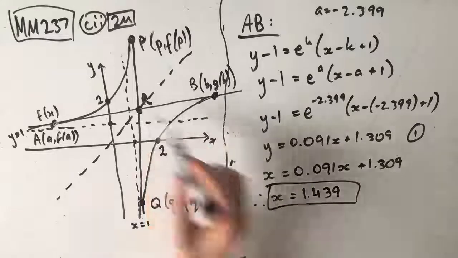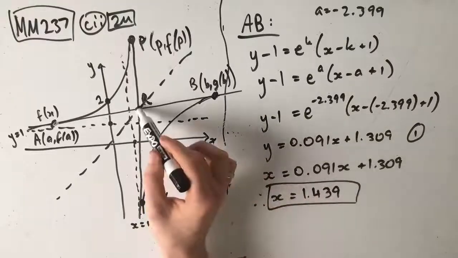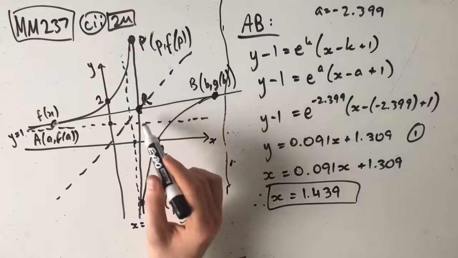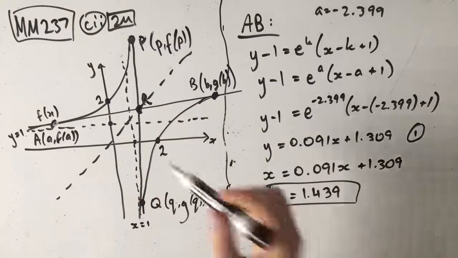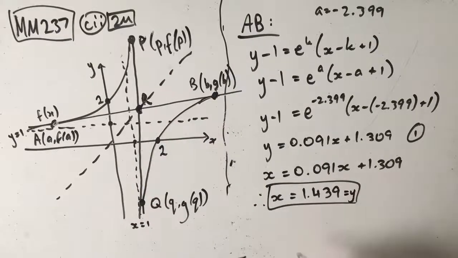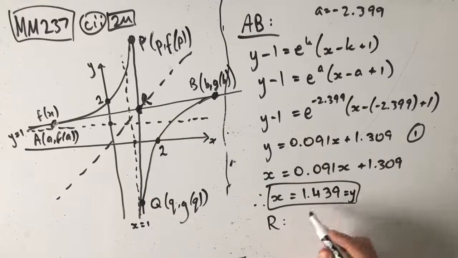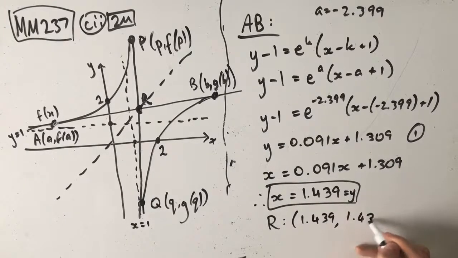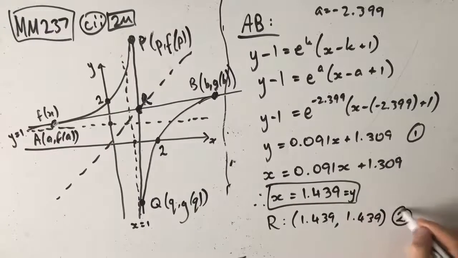All right, so because x and y were the same, we could replace y with x, and we know that this x value is 1.439. Now, if this has the same x and y value, then this is also the y value, so this equals y as well, which means that R occurs at (1.439, 1.439). And that is our second mark.